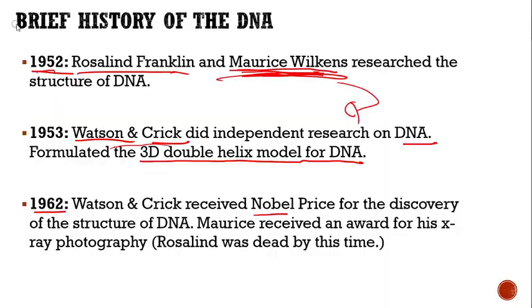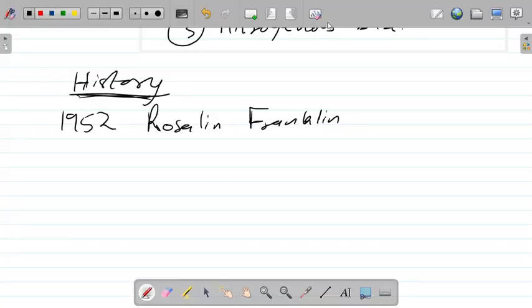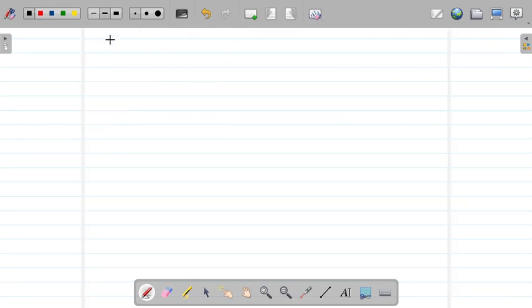So, that is the history of DNA. Great. Now let's leave the history and look at the structure of DNA. We are concentrating more on DNA.